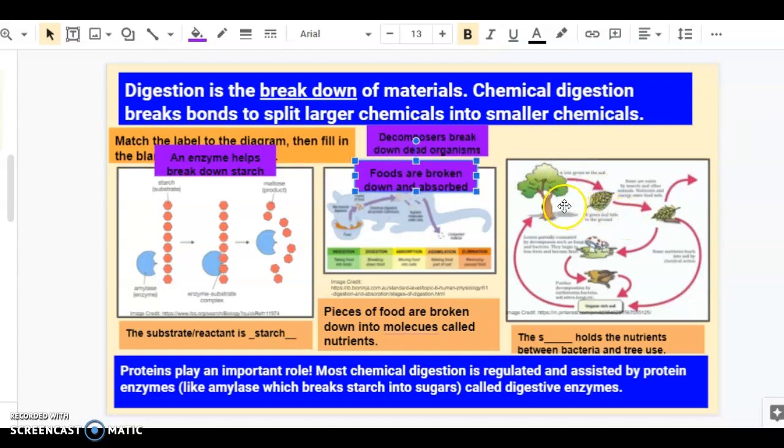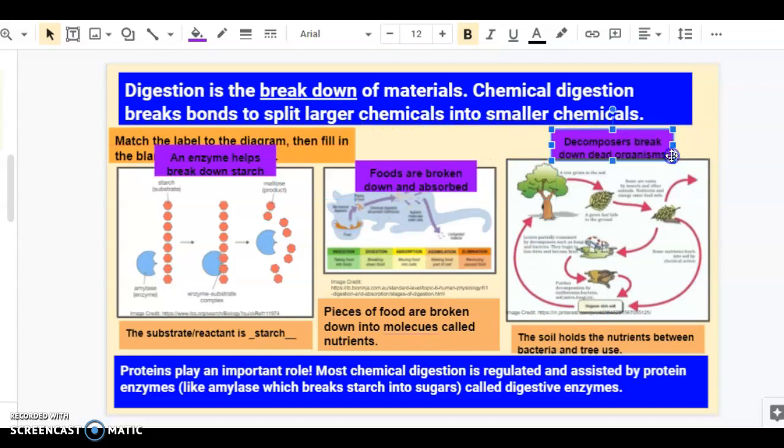Finally, we see over here a tree. A leaf falls from the tree. The leaf is then broken down by organisms like fungus or bacteria, which then release the broken down molecules of that leaf into the soil, which can then be reused by the tree as it continues to grow and live. What holds the nutrients between the bacteria and the tree use? The soil. And this is a demonstration of decomposers breaking down dead organisms like the leaf.